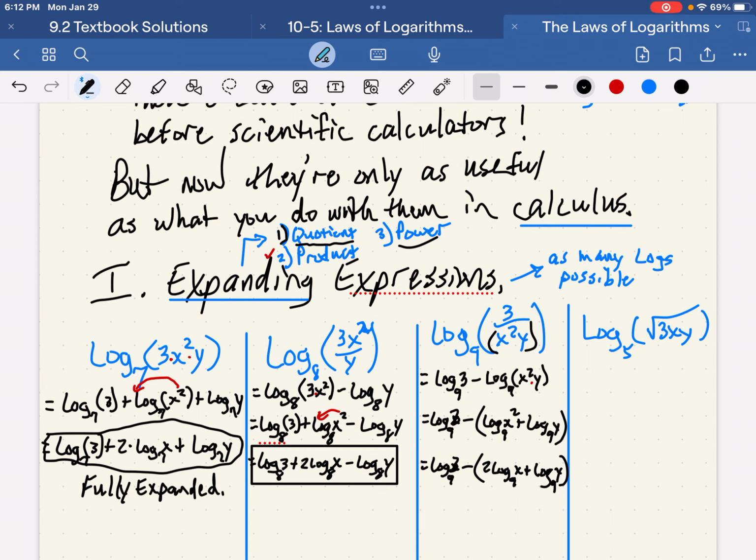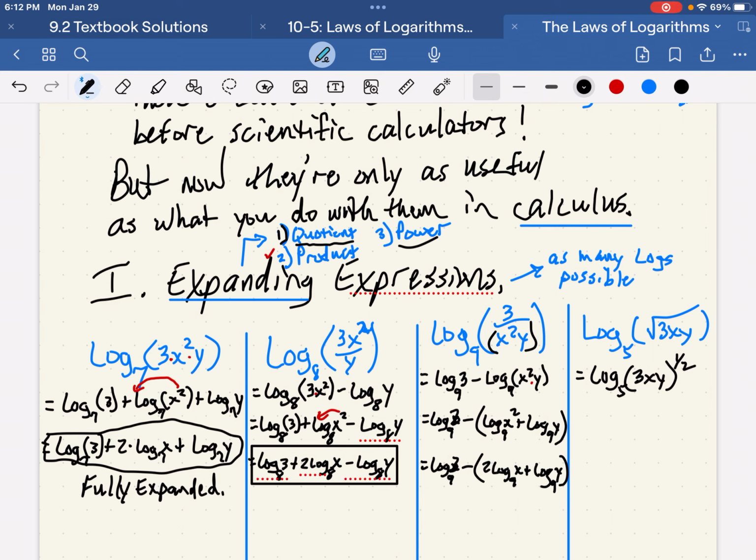Okay, now my last example of expanding. Notice that I have log base 5 of the square root of 3xy. Well, it's important that you remember, now that you know, that square roots are powers, power of 1/2. So whenever you see a root, start off this way. That's log base 5 of the quantity 3xy to the 1/2, signifying that all of it had been under the square root.